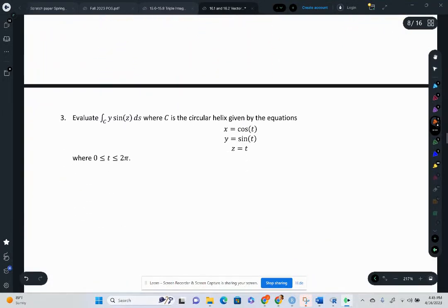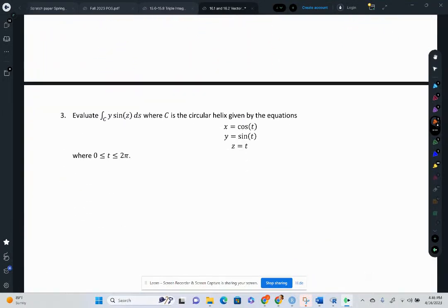All right, third one, we want to evaluate the line integral over C of y sine of z ds, where C is the circular helix given by the equations x equals cosine of t, y equals sine of t, and z equals t. And t is going from 0 to 2 pi.